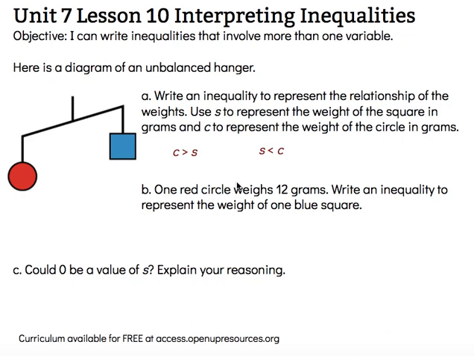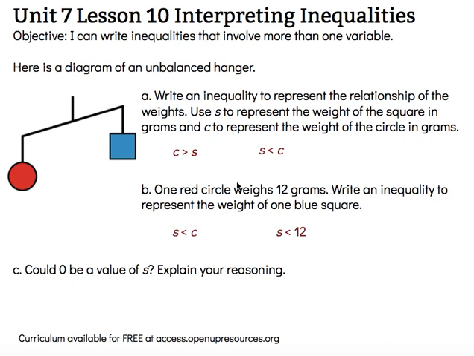However, I do want to communicate that I'm thinking about the square, so I'd probably want to use the inequality that has the square listed first. So I could take S is less than C and use substitution and write it as S is less than 12. And that would indicate that the weight of the square is less than 12 grams.